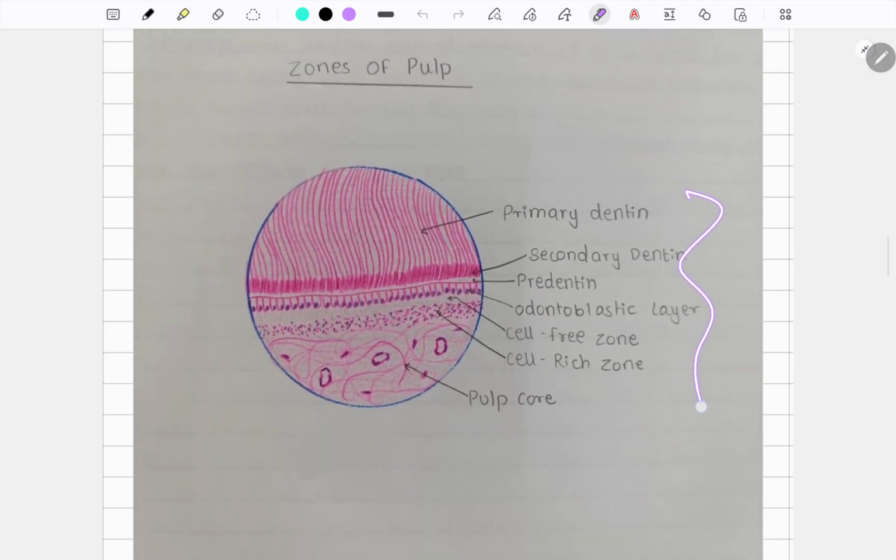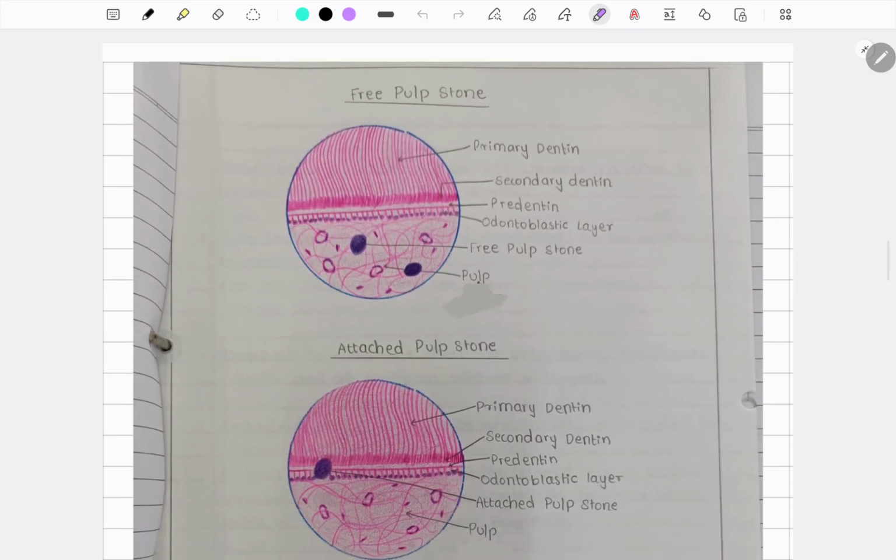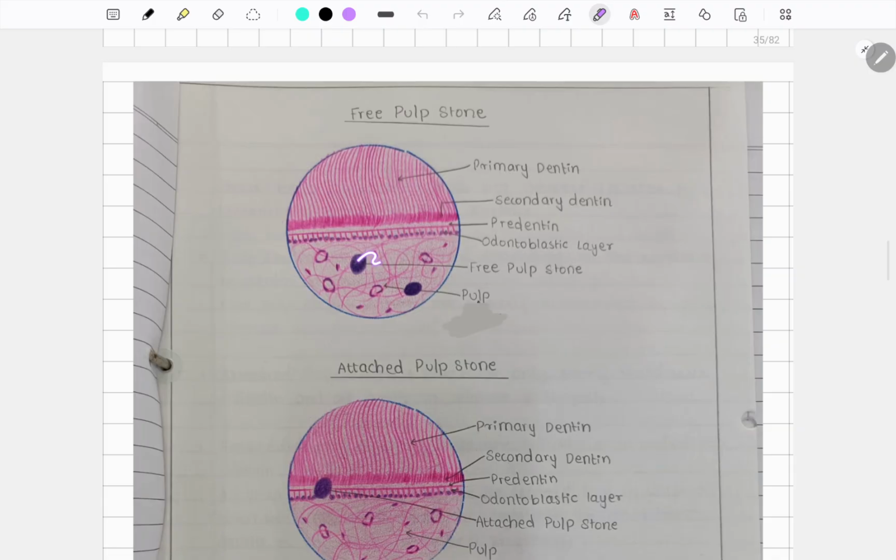Usually, the zones of pulp don't come along with that. Attached pulp stones or free pulp stones usually come in spotters. So this is free pulp stones. You can see that the stones are on the pulp core. So this is discrete calcified masses which are entirely located in the pulp tissue. That's why it is known as pulp stone.